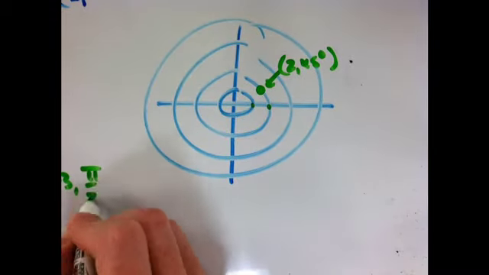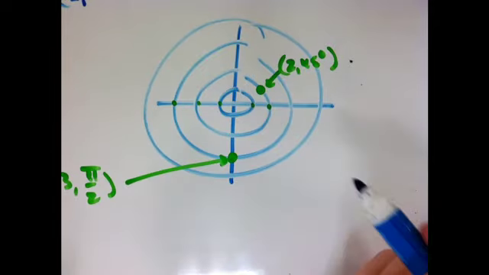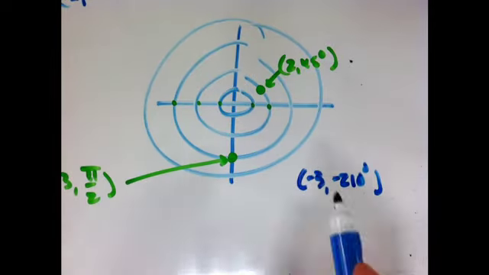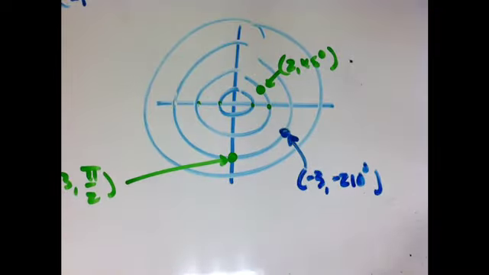What about negative 3, pi over 2? Go to the left, negative 3, and then I'd go counterclockwise, 90 degrees. That would put me down there. And then negative 3, negative 220 puts you in the fourth quadrant.